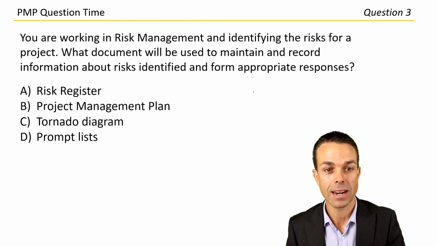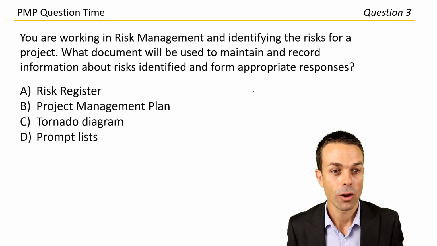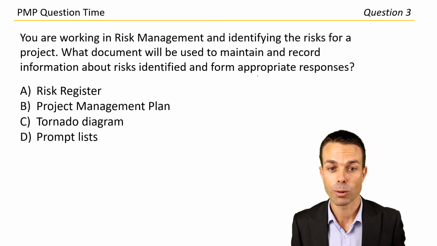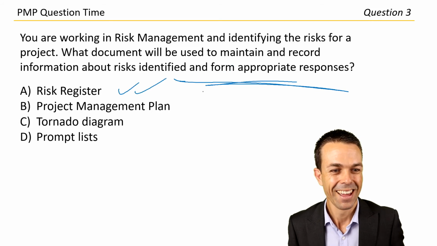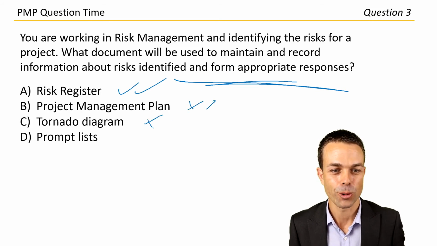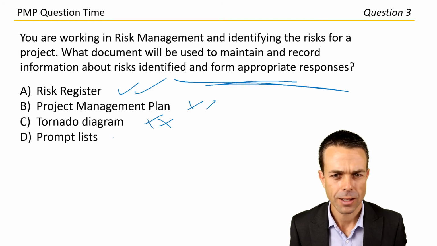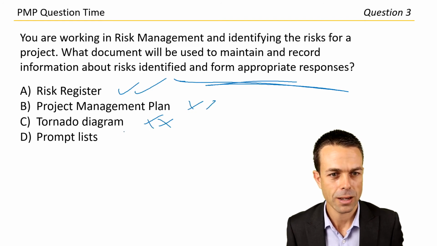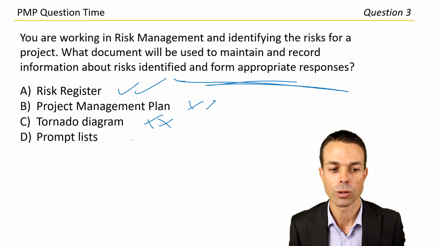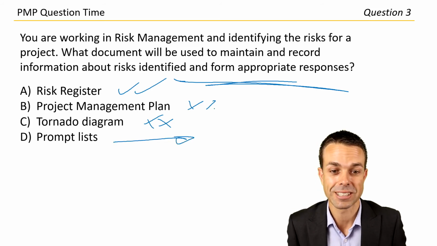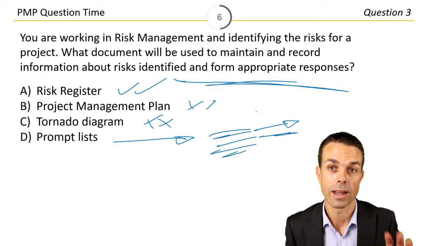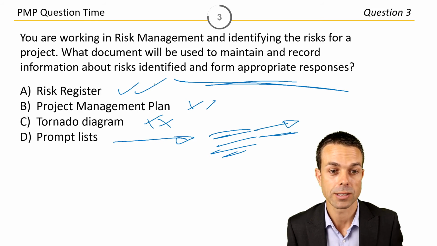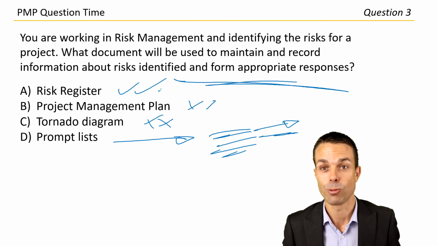You're working in risk management and identifying risks for a project. What document will be used to maintain and record information about risks identified and form appropriate responses? Risk register? Yep, that looks very promising. The project management plan, not that, not the tornado diagram. Prompt lists. No, so prompt lists we use for existing lists of risks. If we had a list that we want to choose a risk from, that's what we'd use that for. But we're figuring out those risks. It's probably going to be letter A, the risk register.